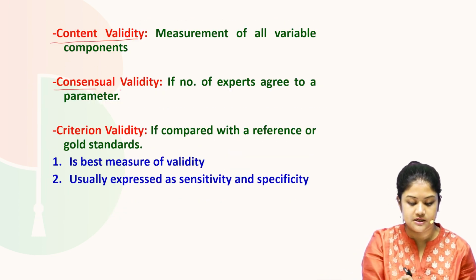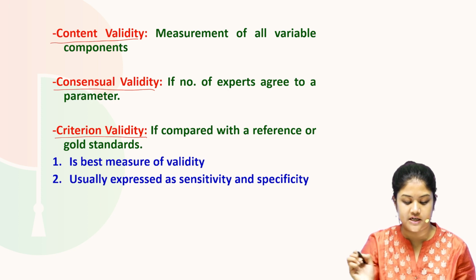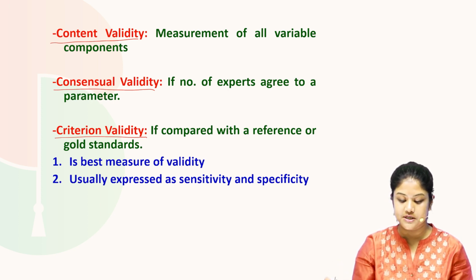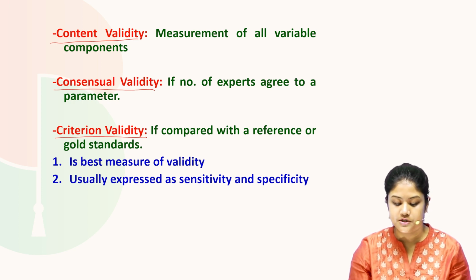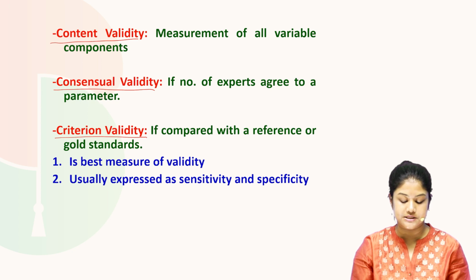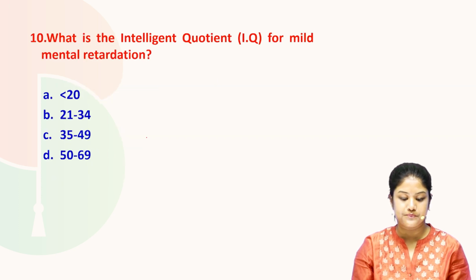Content validity, consensual validity, criterion validity. Since our answer is criterion validity in the question given, it is if compared with the reference or gold standards, it is known as criterion validity, and it is the best measure of validity, usually expressed as sensitivity and specificity.